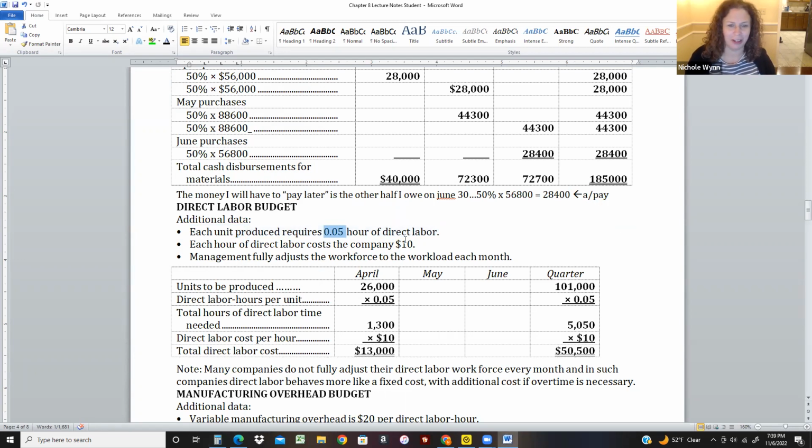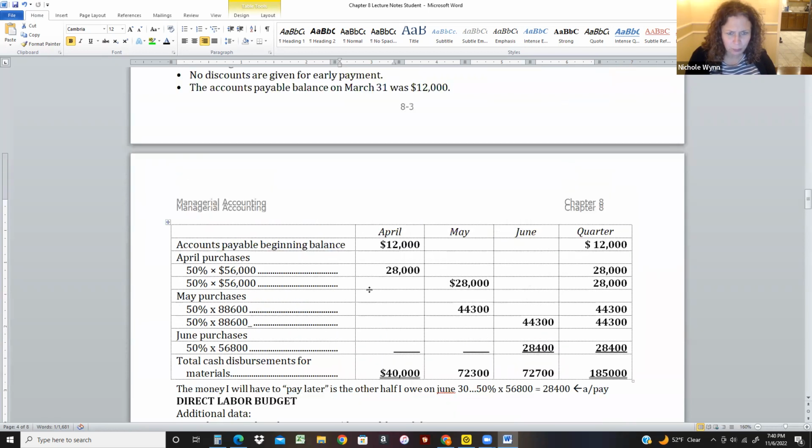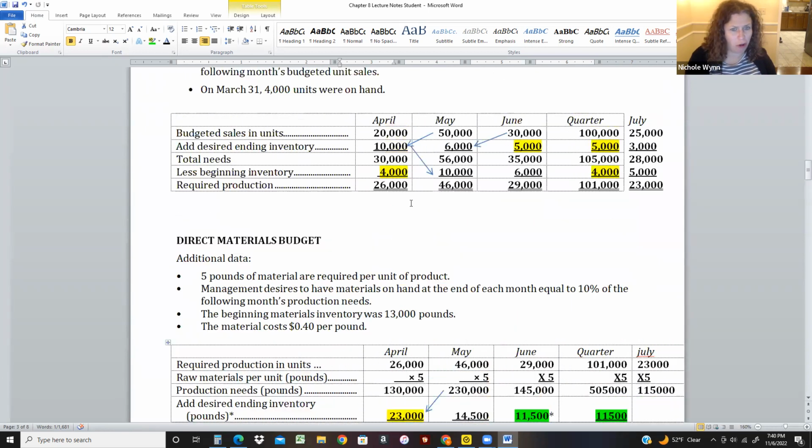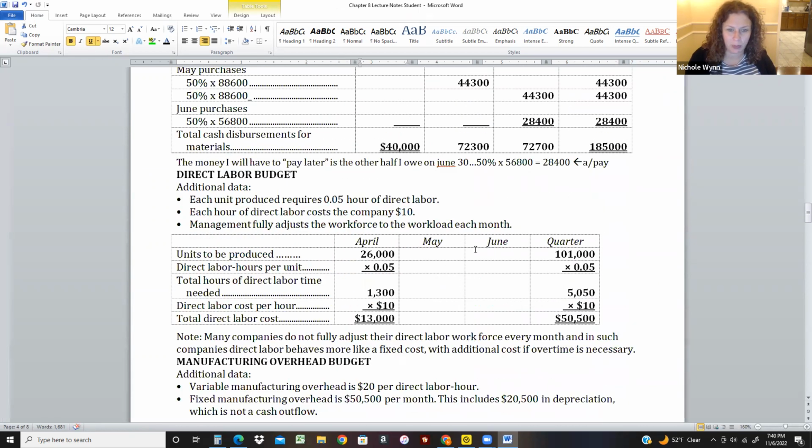I still don't know what we're making. All those pounds of sugar, who knows? So what we'll do is we need to know how many units we're going to produce, and each one takes 0.05 hour, and then we pay our people $10 an hour. So in April, I'm going to make 26,000 units. So we need to go figure out where we got that from. You look through your other budgets. All the budgets are connected. So it looks like this is from the production budget. So we're going to make 26, 46, and 29. We pay, each one of our units needs 0.05 hours.